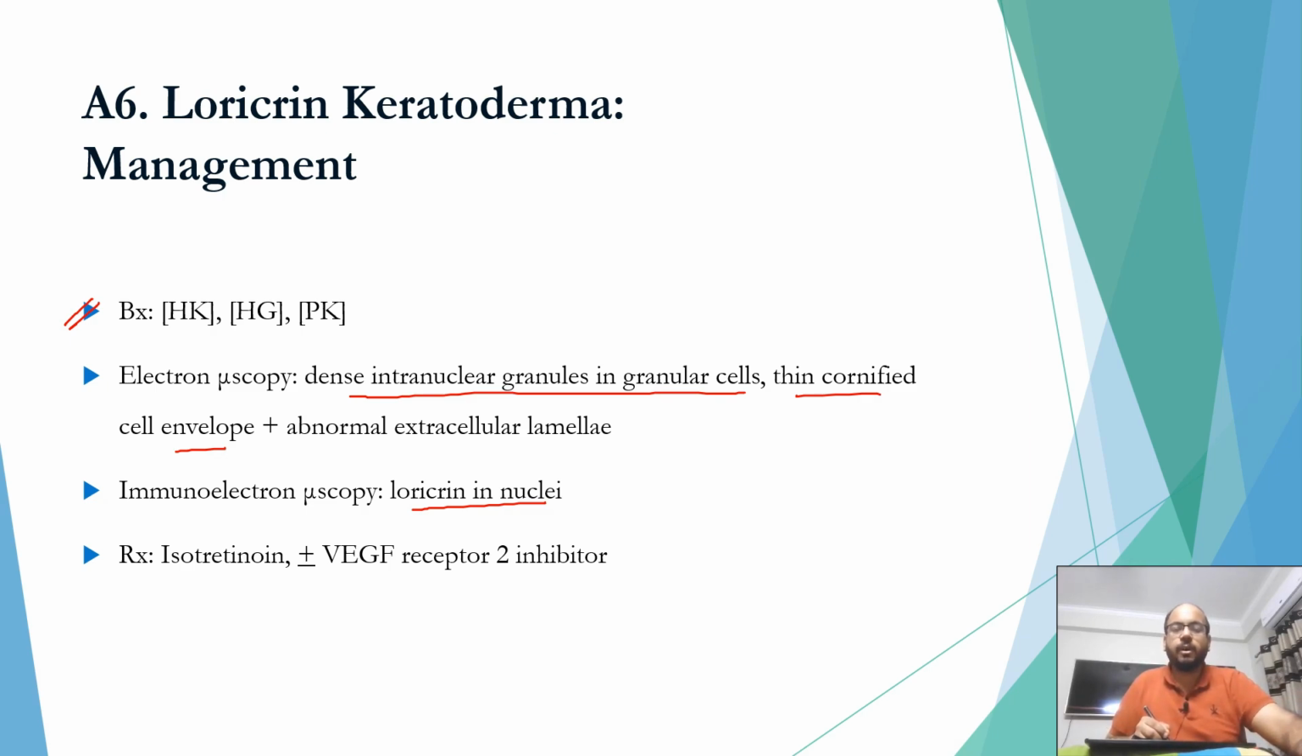Now, it has been found that VEGF receptor increases the abnormal loricrin. So an inhibitor has been tried as a therapy, but not much benefit is there. Isotretinoin can be tried for loricrin keratoderma. In fact, topical retinoids have also been used in some case reports with mild to moderate involvement, with mild to moderate improvement in loricrin keratoderma.